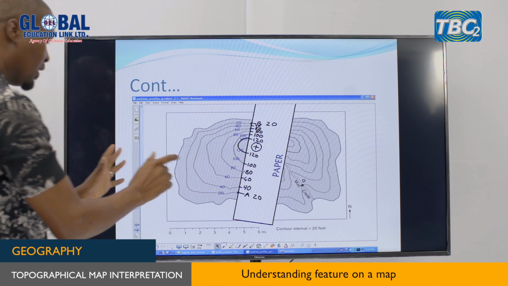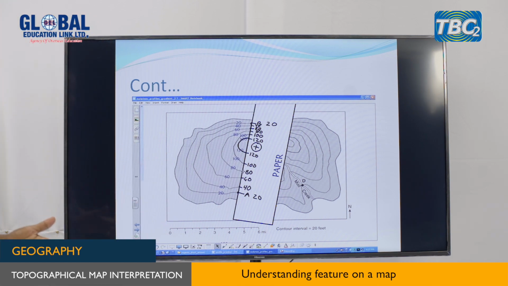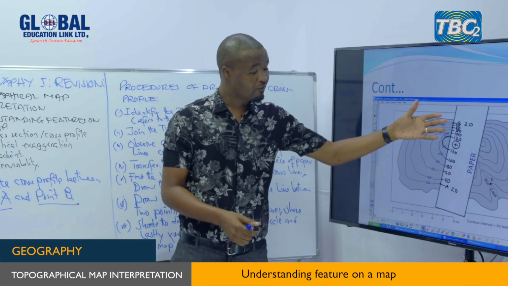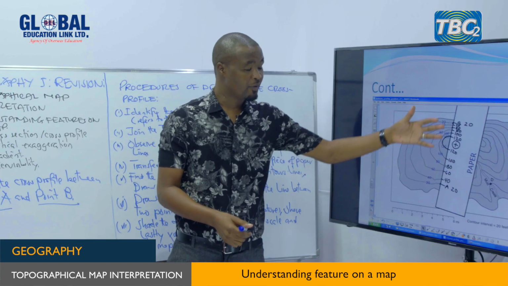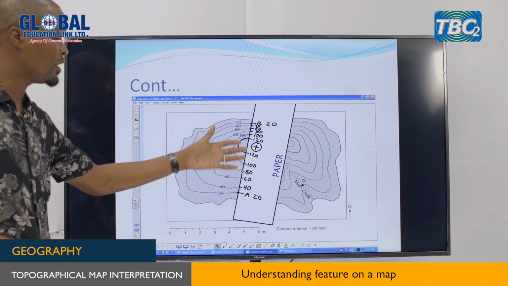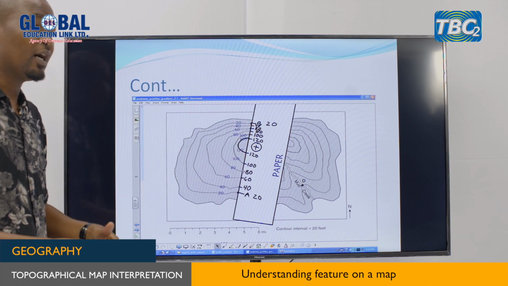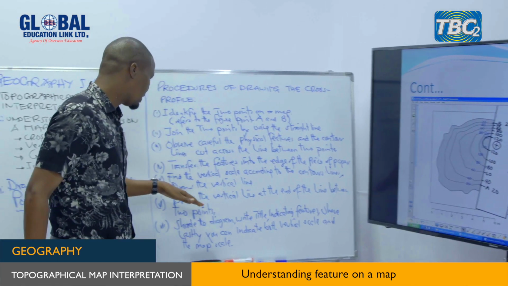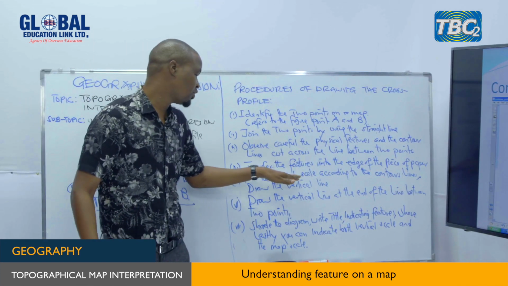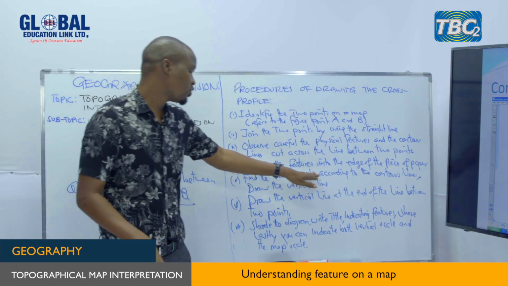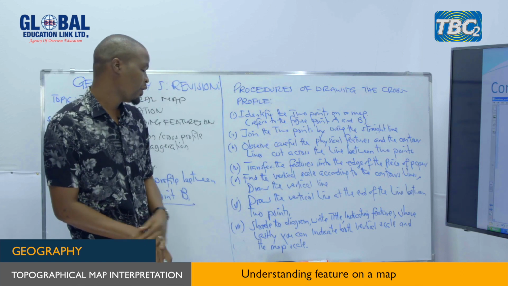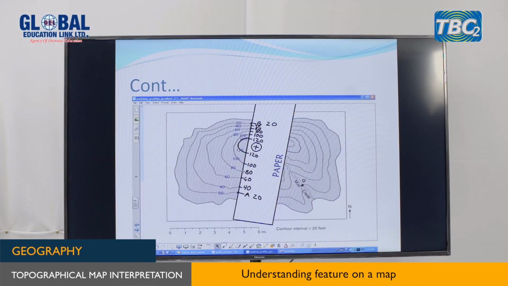Thereafter, after making sure you have transferred them, the contour from what? I mean, on your map between the 2 points into the edge of the piece of paper. Thereafter, you have to follow another step, which is finding the vertical scale according to the contour line, and draw the vertical line at the end of the lines.